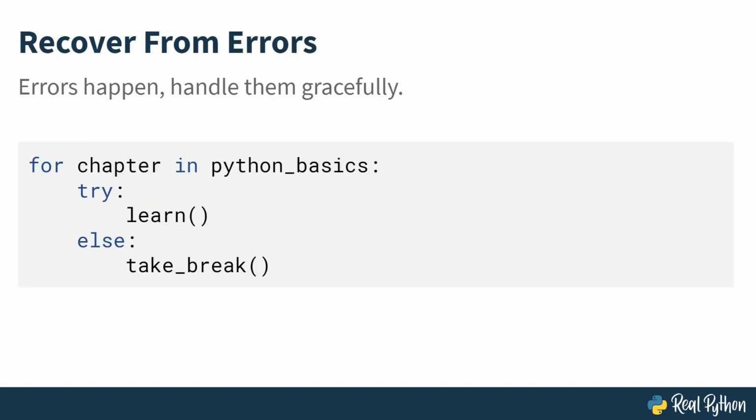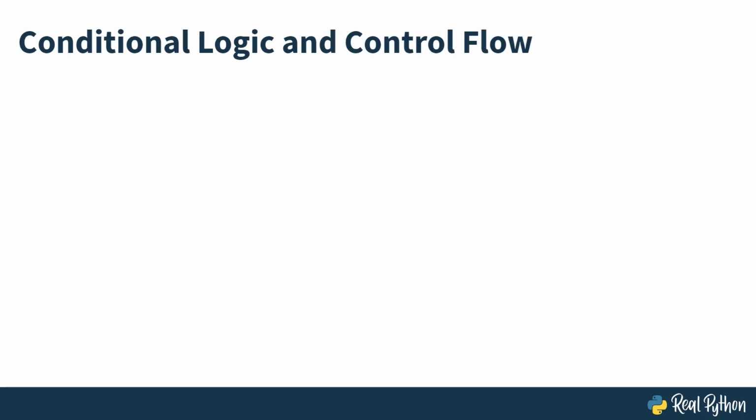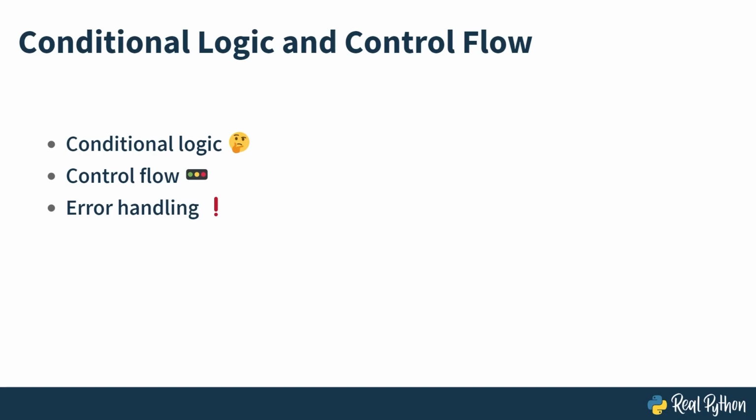Something else that you'll cover that's related to control flow is error handling. Errors happen, mistakes happen, and you want a way for your program to be able to handle errors if they come up. There are ways for you to handle specific errors and to keep on running if these errors crop up. To summarize, in this course, conditional logic and control flow, you're going to be covering conditional logic, control flow, and error handling.